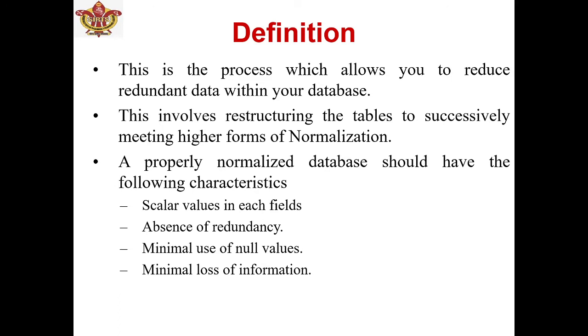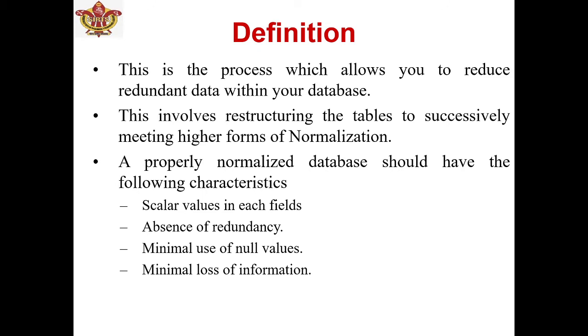The question arises how we will reduce the repetitions of data. So it involves restructuring the tables to successfully meet higher forms of normalization. A properly normalized database should have the following characteristics: first, scalar values in each field, absence of redundancies, minimal use of null values, and minimal loss of information, right?